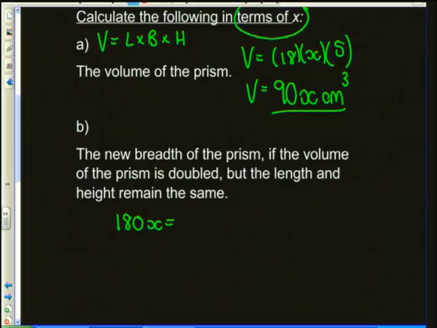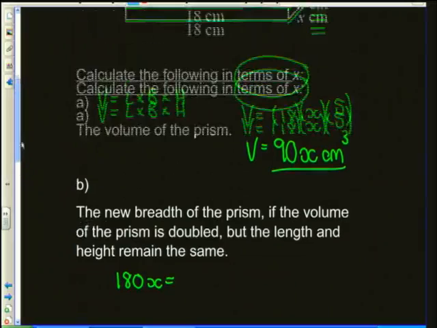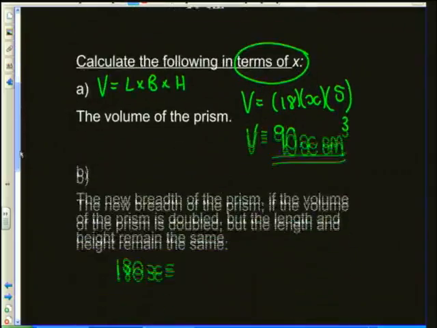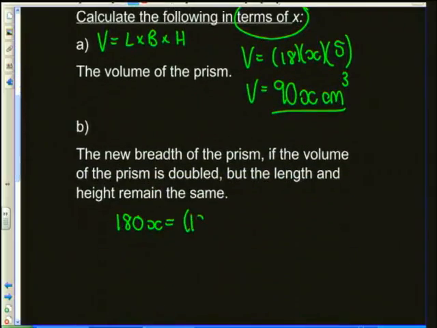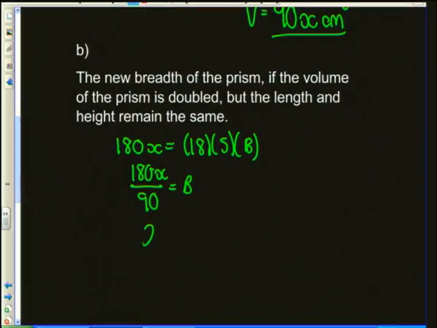So, if the volume is doubled, but the length and the height remain the same, the length is 18 and the height is 5. So 18 and 5 are going to stay the same, but it's the breadth that we're trying to calculate as a new length. So let's see, 18 times 5 we knew was 90. So 180x divided by 90 is going to give you your new breadth. And if you divide that, you'll end up with 2x as your new breadth.